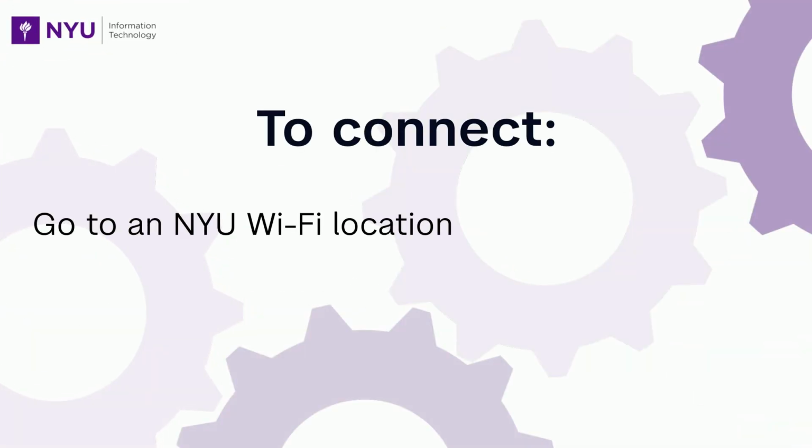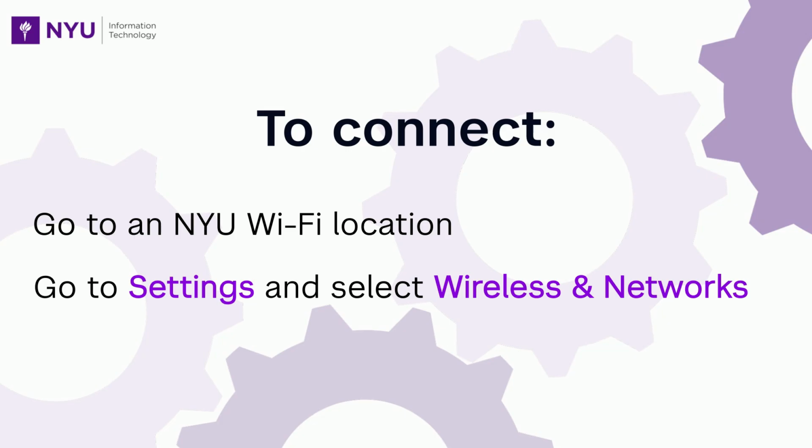To connect, go to an NYU Wi-Fi-enabled location, like Bobst or Dibner Library, Kimmel Center, your residence hall, a computer lab, or a classroom building. Go to your device's settings and select Wireless and Networks. In the list of available networks, find and select NYU.